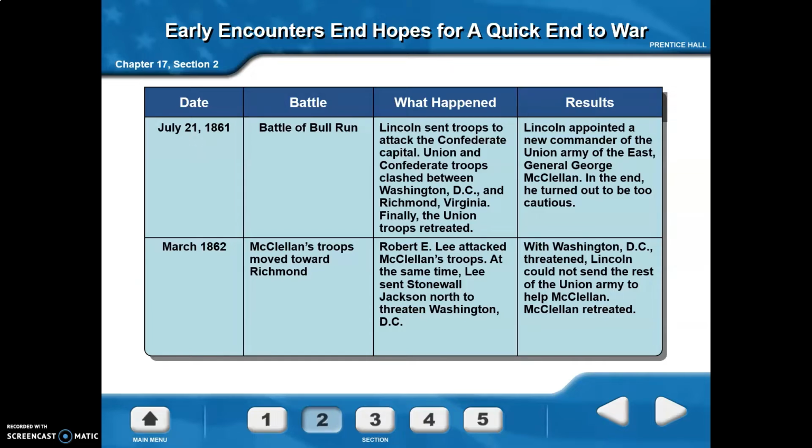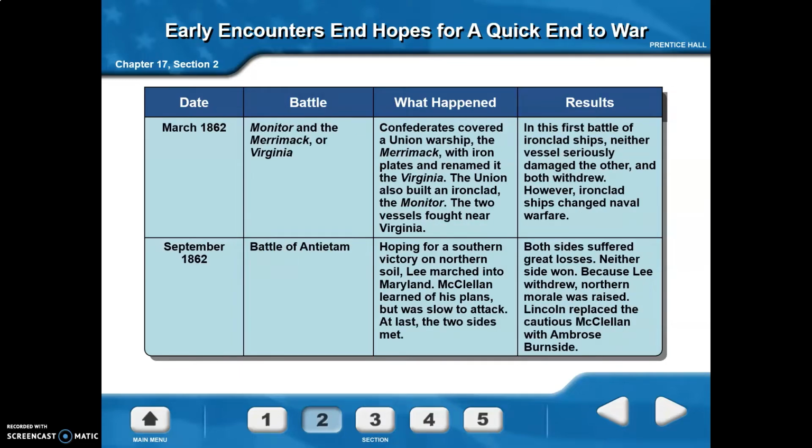It just stuck. And Lee sent Stonewall north to threaten Washington, D.C. And with D.C. threatened, Lincoln did not want to send the rest of the Union Army to help McClellan, so McClellan had to retreat, which wasn't a good thing.